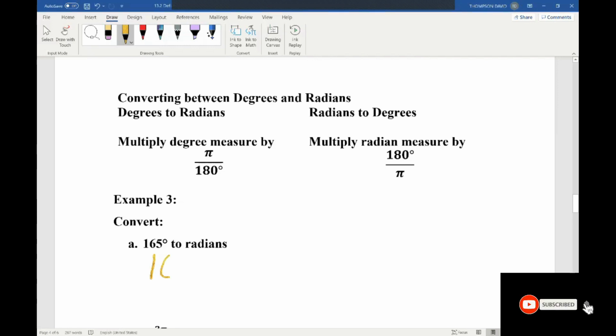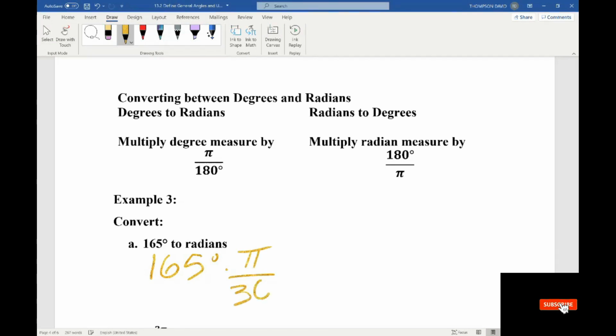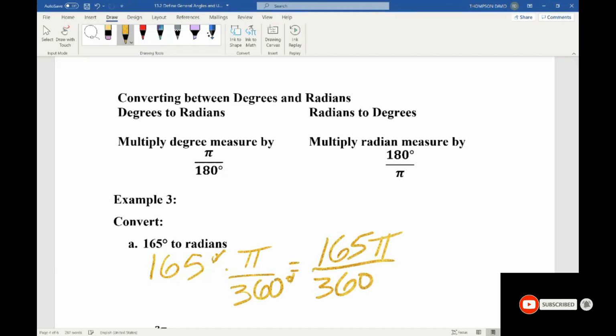So we're going to do 165 times pi over 180. So the degrees cancel out. That's 165 pi over 180. What we're going to do next, we just want to try to simplify that fraction.